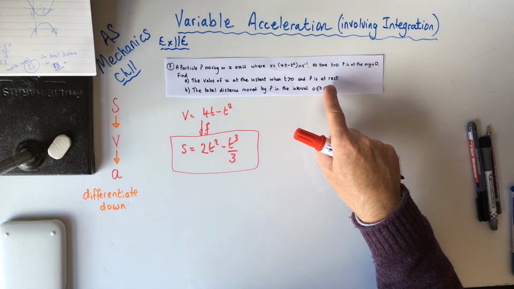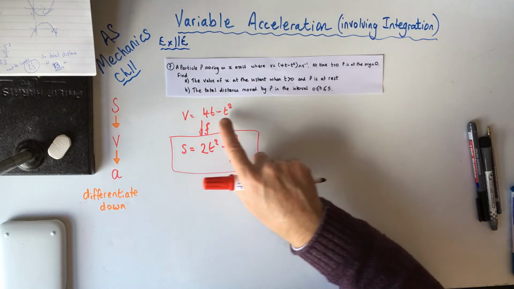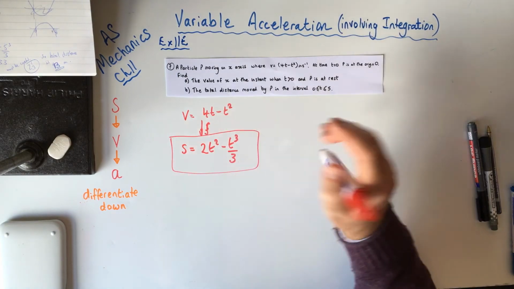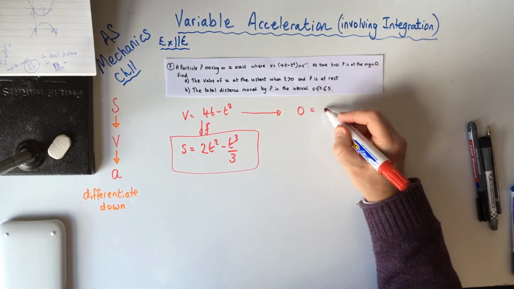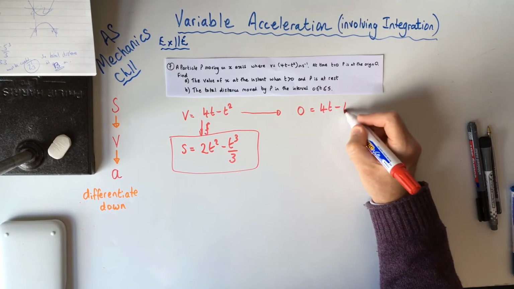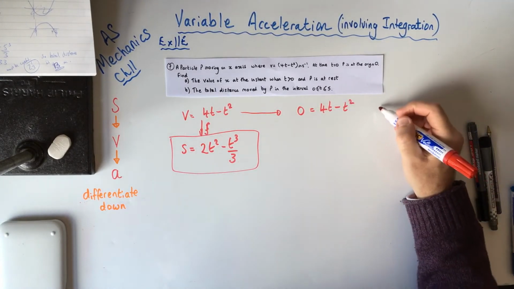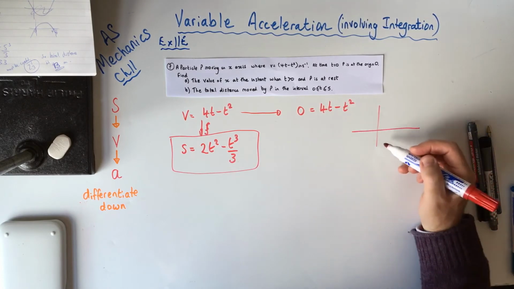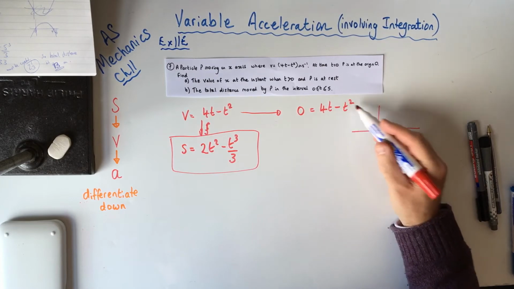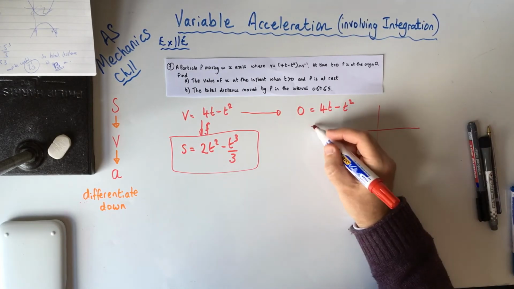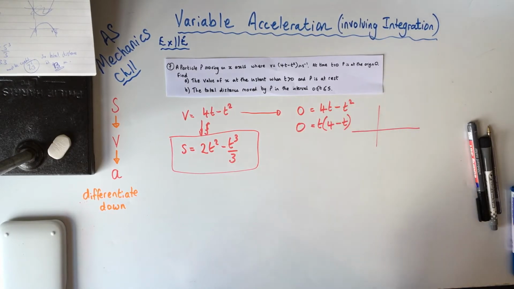Right, okay, so P is at rest when the velocity is 0. So if we take the equation for the velocity and put it equal to 0, we get 4t minus t squared, and we need to find that. Now this is where let's look at what it would look like graphically. We know this factorizes to t(4 minus t), doesn't it? It's one of those simpler ones like that.